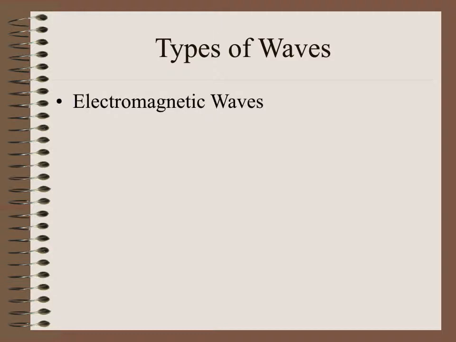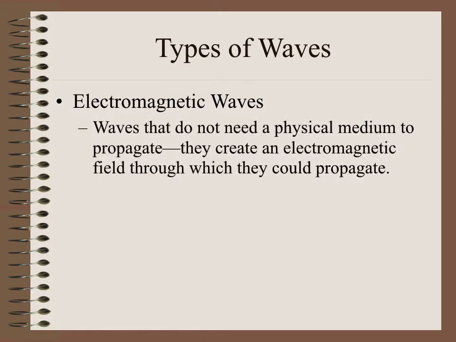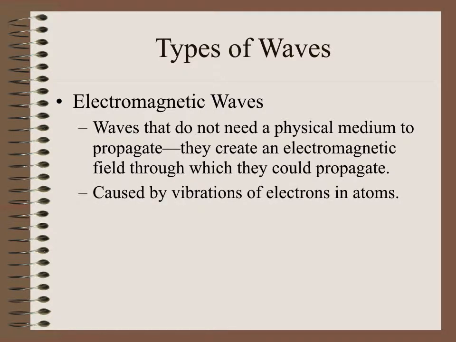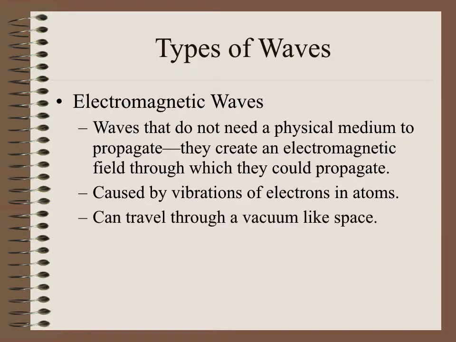The second type of wave is called an electromagnetic wave. And electromagnetic waves do not need a physical medium to propagate. They actually create an electromagnetic field through which they could propagate. So in essence, it's like they're creating their own medium. Like all other waves, they're also caused by vibrations. In this case, they're vibrations of electrons in atoms. And because they are creating an electromagnetic field through which they can travel or propagate, they can travel through space or a vacuum, a place where there's nothing.